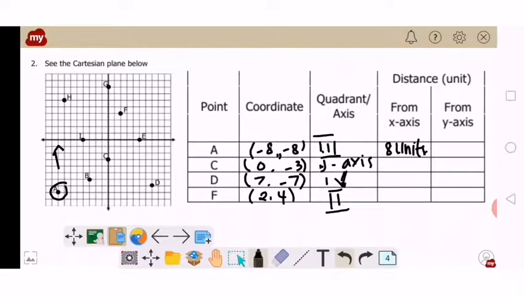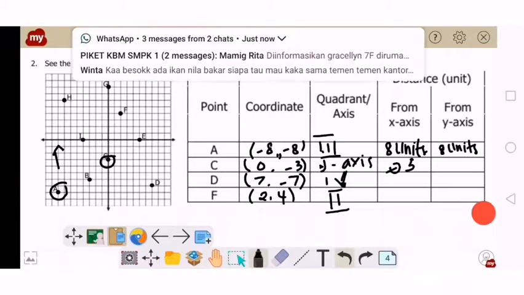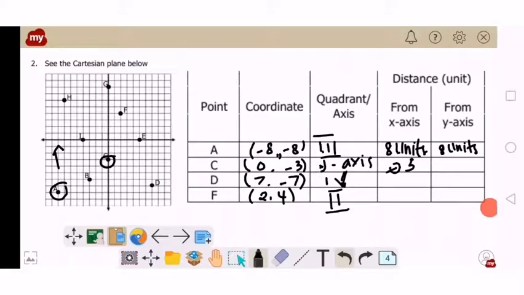8 units, and then from y-axis also 8 units. Okay, without seeing the Cartesian plane, I'm sure that you can check it by only seeing the coordinate. So from x-axis 0 units, and then from y-axis, this is not 0 but 3 units from x-axis. So this is the position of C, and then we have 3 units from x-axis, and then from y-axis it is 0 units. Okay, so point D, 7 units from x-axis, and then 7 units from y-axis.